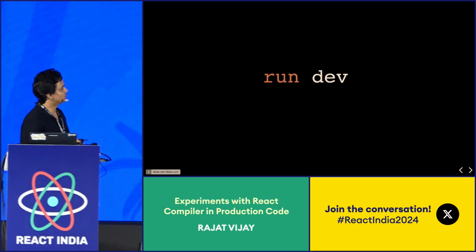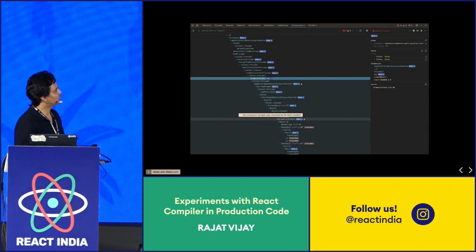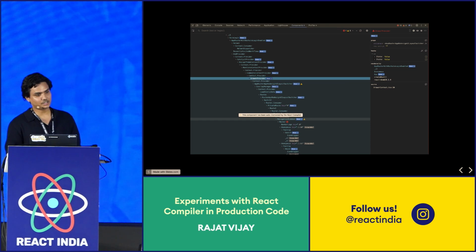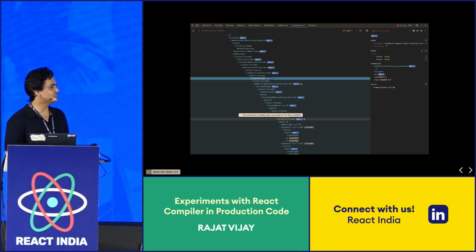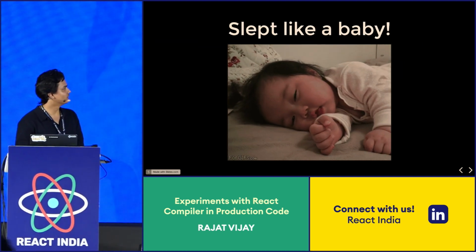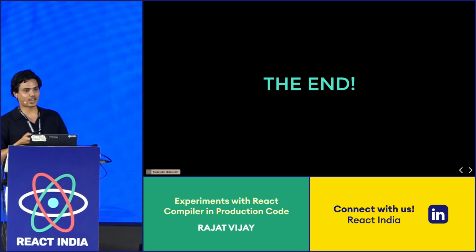So we ran a dev server, opened a browser, saw a bunch of blue memo labels, ran unit test cases, integration test cases, sanity suite, everything works fine. So we released it to a pre-prod environment, and we slept like a baby. So that is the end of the journey. Sounds anticlimactic, right?